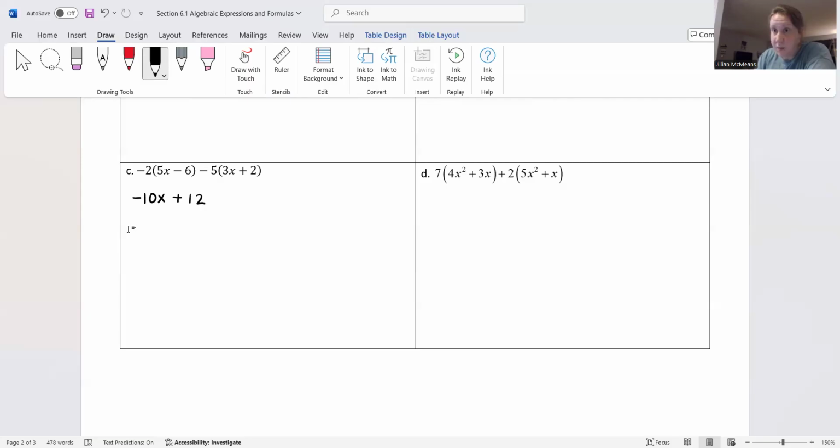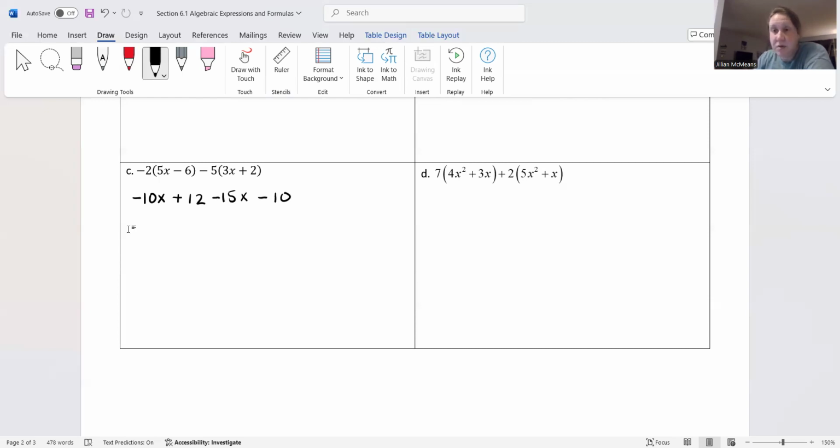Now, in the same step, we can go ahead and distribute negative 5 through that second set of parentheses. So I want to take negative 5 times 3x. I just multiply negative 5 and positive 3. That gives me negative 15. And then just keep the x. And then negative 5 times 2, negative 10.